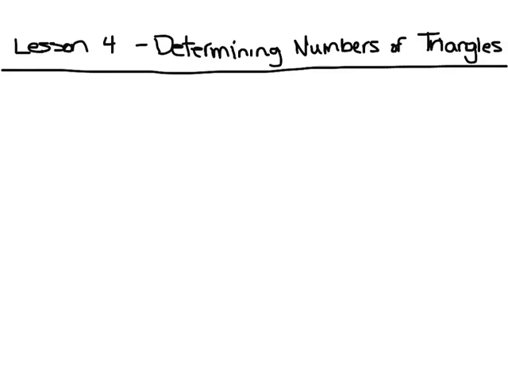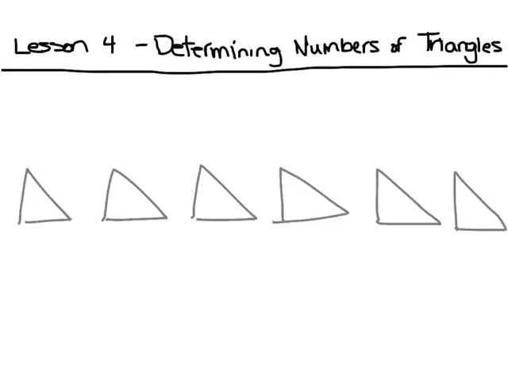Lesson 4, determining number of triangles. So the ambiguous case is when you have a triangle and the information you're given is not enough to know if you're going to have one triangle or two triangles. So there's only three options. You can have one triangle, two triangles, or no triangles. It doesn't make a triangle.